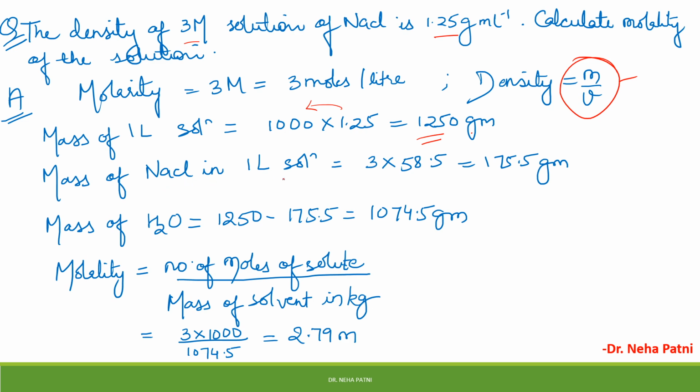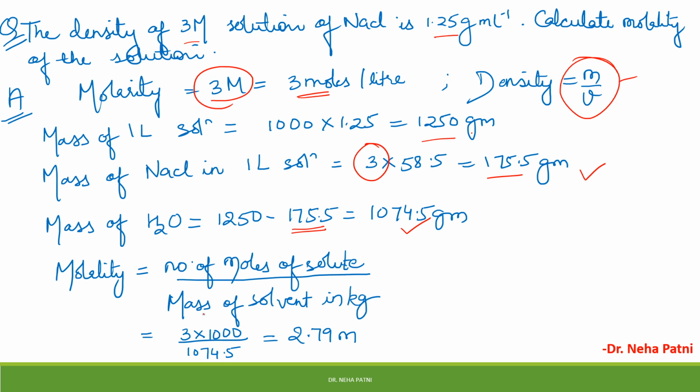Simple. Mass of NaCl in 1 liter solution. So you'll be multiplying it with 3. How? Because it is given in the question 3 moles per liter, 3 molarity, right? So there will be 3 moles. So you just multiply it with the gram per mole and you'll be getting the answer in gram. Simple. So now you have the mass of NaCl in gram. And what I want is the mass of water also. What about the mass of water? Because 1250 is the total. But what about the mass of solvent? Because that is the mass of solution, right? So I have to calculate the mass of solvent. So you subtract the mass of solute from it, you will get the mass of solvent.